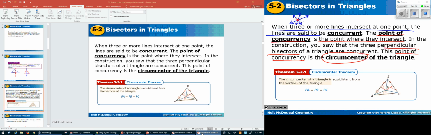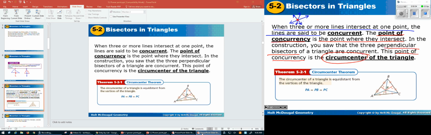If you draw in the perpendicular bisectors, they will create a point of concurrency, and that point of concurrency is called the circumcenter. Following me so far before I move on? The circumcenter is the point of concurrency of the perpendicular bisectors. And when we get through next week learning all 4 of them, I will give you an acronym that will help you memorize, okay, that you can use.